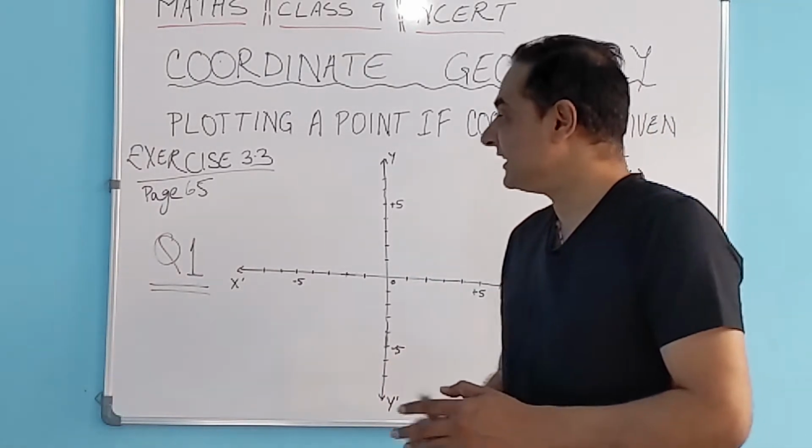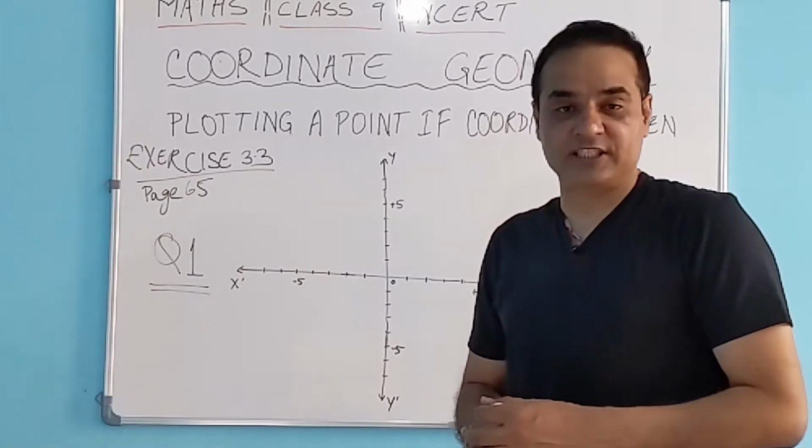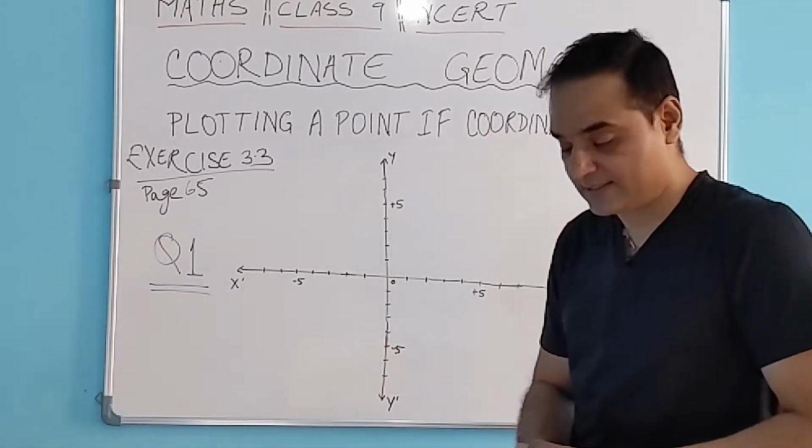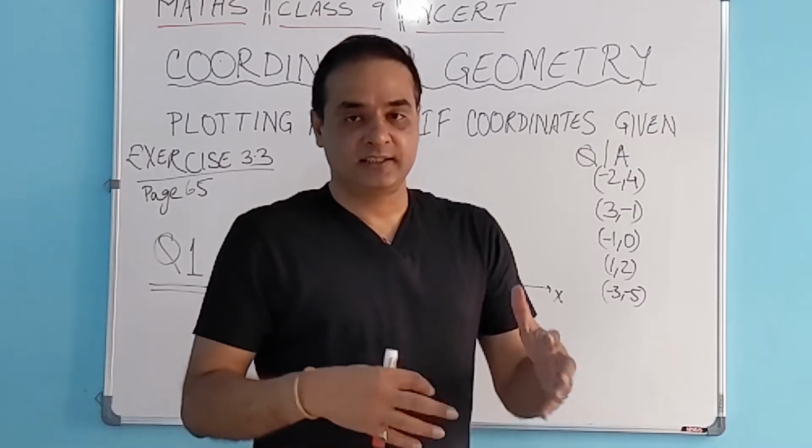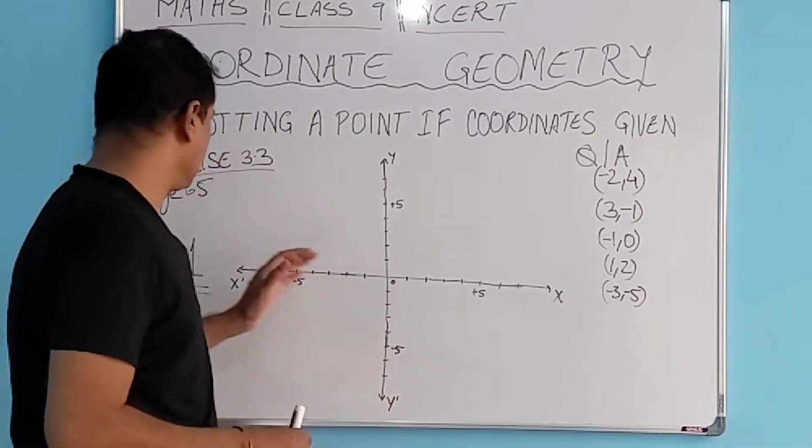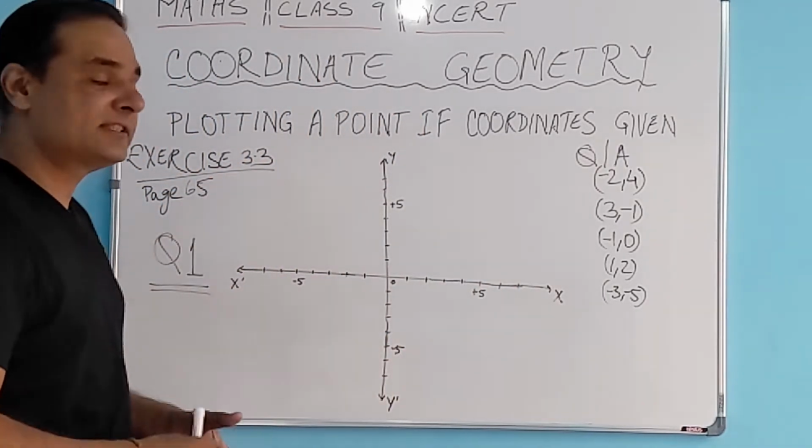We are going to look at the exercise 3.3 on page number 65. So these are unsolved questions. हम लोग ये question solve करेंगे and we'll understand it much better. So this is question number 1 in exercise 3.3.